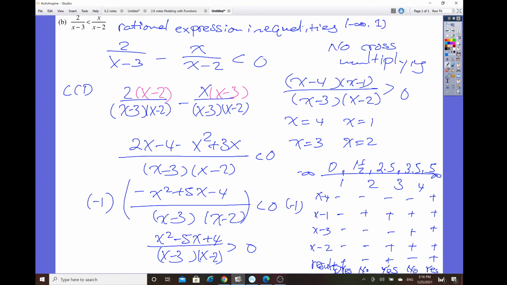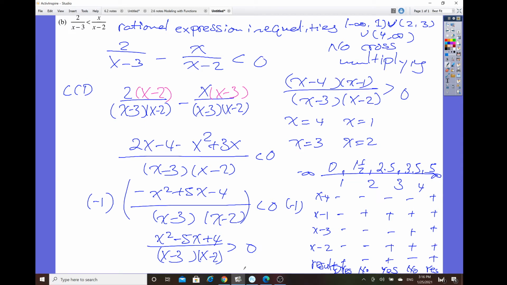And what else? In between 2 and 3. So this one's a union. And union, what else? 4 to infinity. So on those intervals, you'll find out all the solutions there. Okay? So for the no interval, it's not part of the inequality solution.